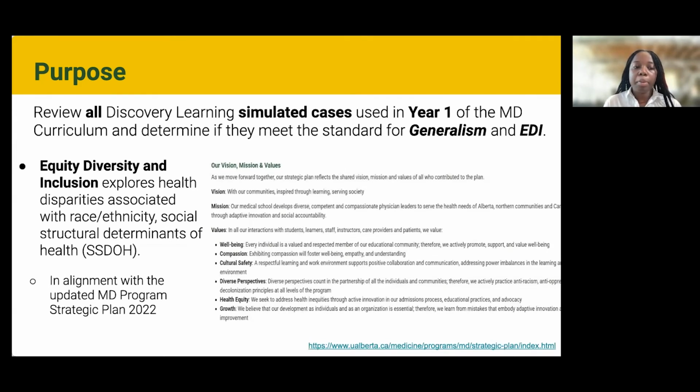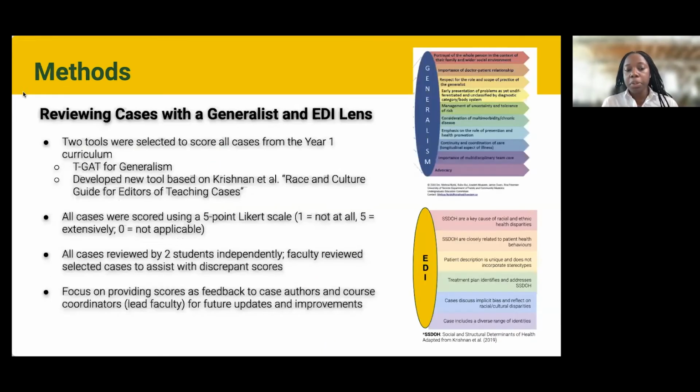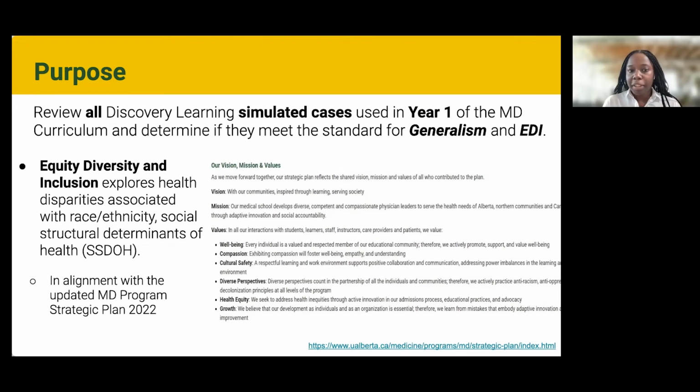And then to talk a little bit more about the equity, diversity, and inclusion lens, what we're looking to see is if the cases explored the health disparities associated with race and ethnicity, and also the social structural determinants of health that have an interplay with marginalized individuals. And then we're trying to look and see if it was in alignment with the MD program strategic plan values, specifically looking at cultural safety as well as diverse perspectives. Can I get the next slide, please?